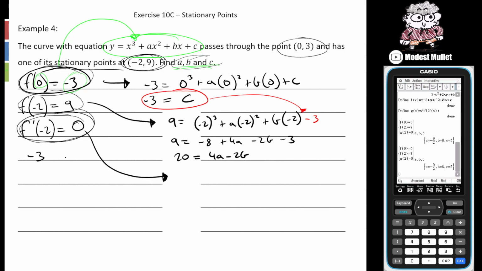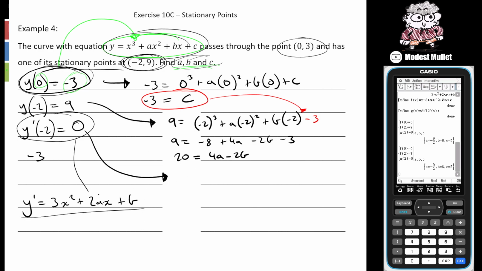So this is f dash of -2 is equal to 0. That means you have to differentiate this so we're able to substitute in. So y dash, and all of these f's I should have technically done as y. So y dash is going to be equal to 3x squared plus 2ax plus b. So I can substitute that in using that.